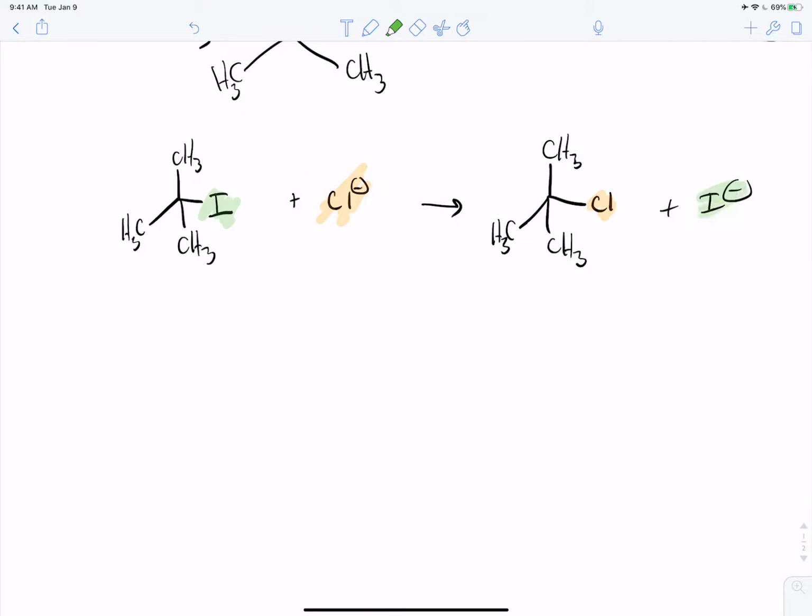So, in the absence of understanding the mechanism, the overall reaction is very similar. But we can actually predict which one happened just by analysis of the substrate and the nucleophile.